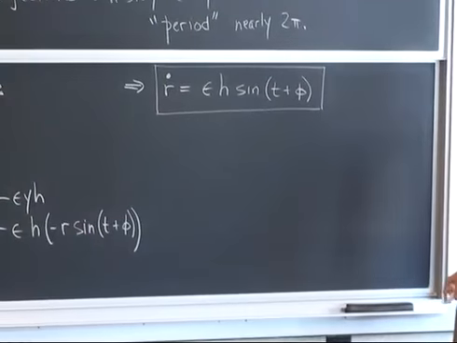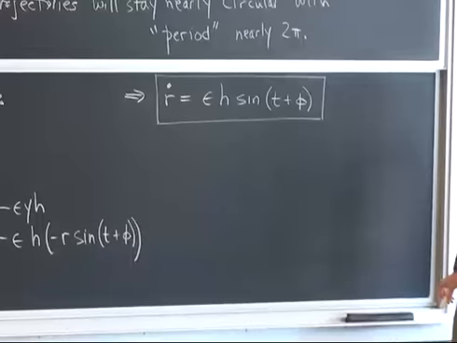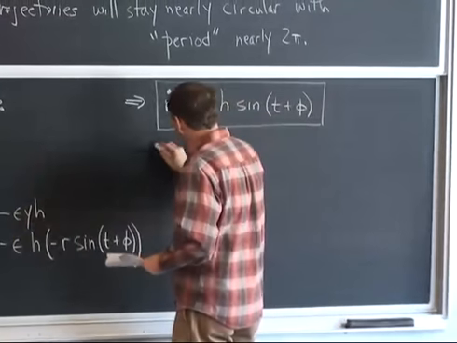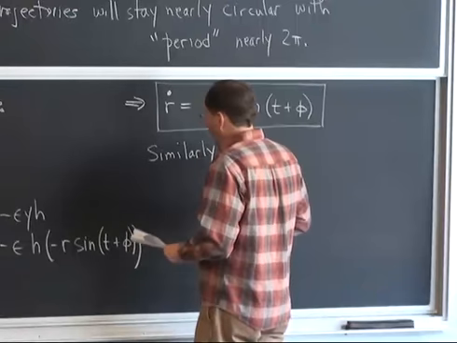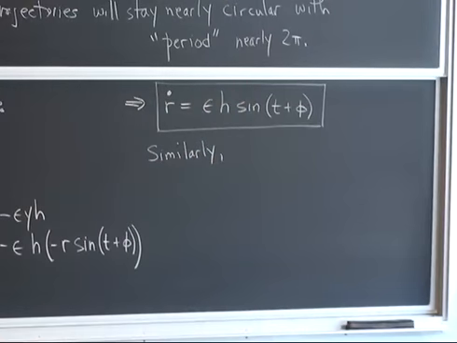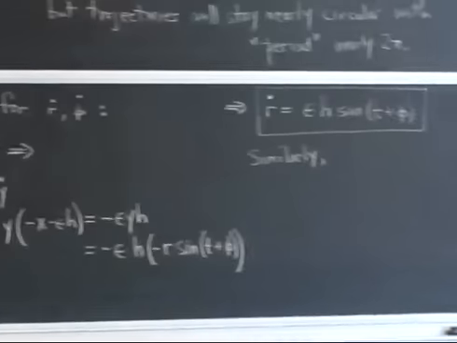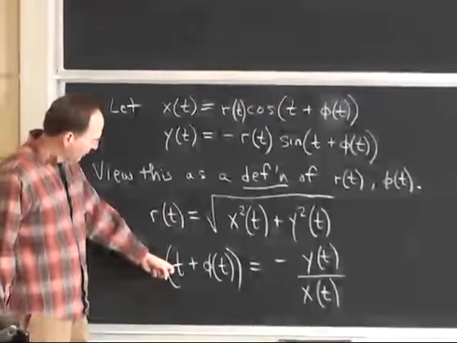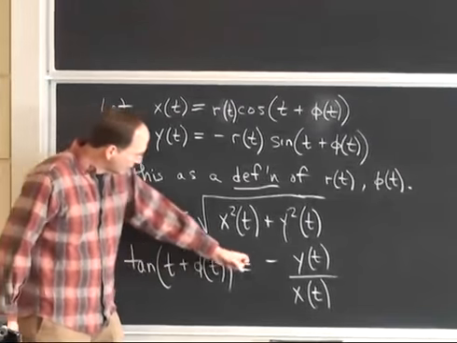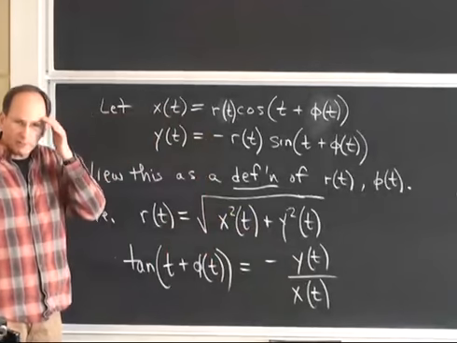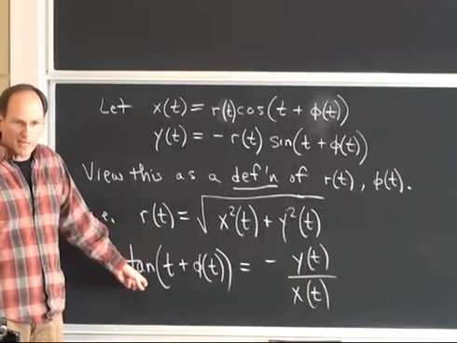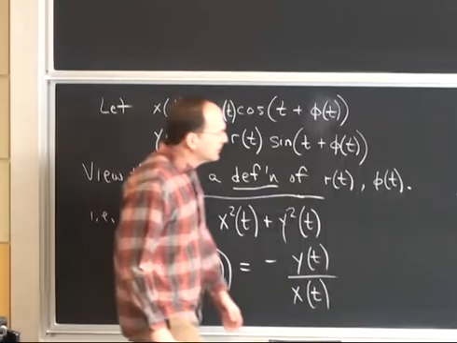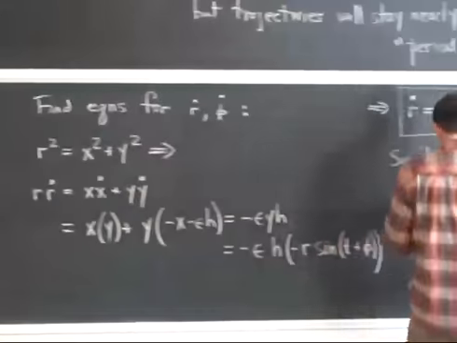We're not done yet, though. We need an evolution equation for phi dot. And so maybe I'll skip the algebra. You could check your understanding of all this. What you would do to derive an evolution equation for phi is take this formula right here. Actually, it's probably best to write it as t plus phi equals inverse tangent of negative y over x. Differentiate both sides. Remember how to differentiate inverse tangent. Do those steps and you'll end up getting this.